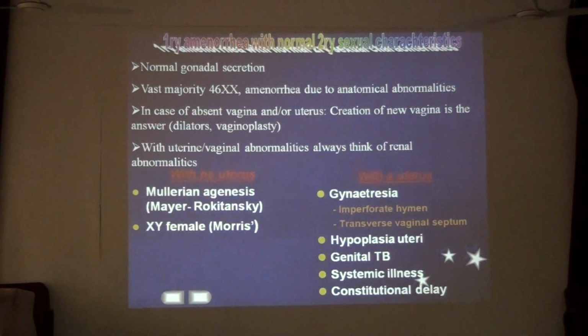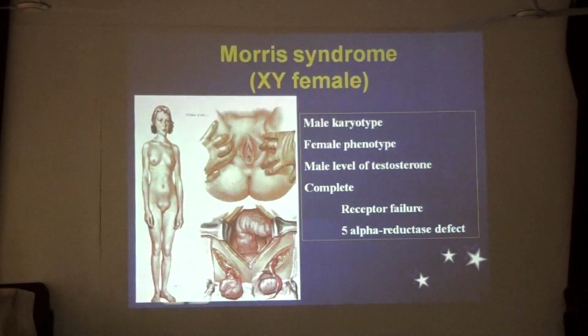Or if the uterus is present, then it could be due to imperforate hymen or transverse vaginal septum, or hypoplasia of the uterus, or the endometrial lining is affected by any infection like tuberculosis in our country, or systemic illnesses, maybe systemic tuberculosis, or maybe malnutrition, or it could be a constitutional delay. We can blame that at the last.